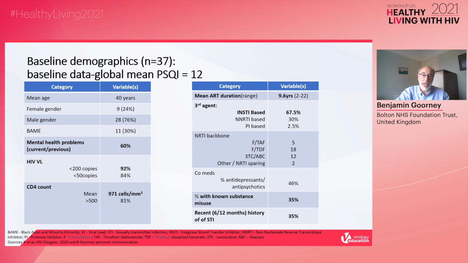It also reflects the fairly stringent criteria for recruitment that we applied. You'll see that 60% had reported a current or previous mental health problem, 92% had undetectable viral load, and the mean CD4 count was 971. In terms of duration of ARVs, just under 10 years was the mean on ARVs, and in terms of the third agent, which is what we're interested in, over 2/3 were on an INSTI-based regime at baseline, and just over a third of patients had indulged in recent substance misuse, and a third of patients had reported a recent acquisition of STI in the previous 6 months.